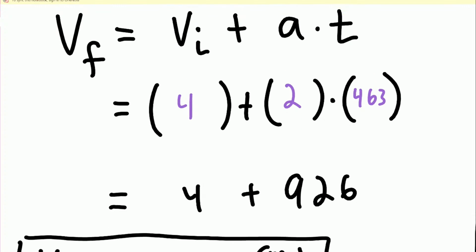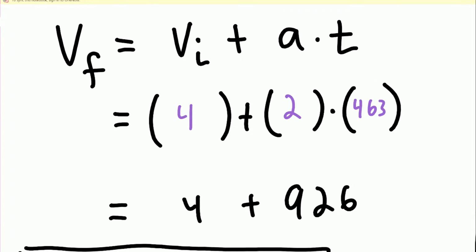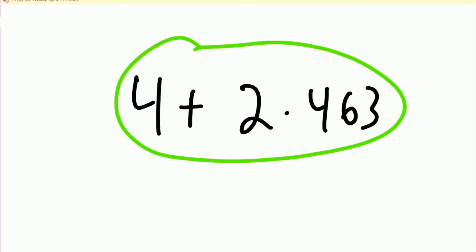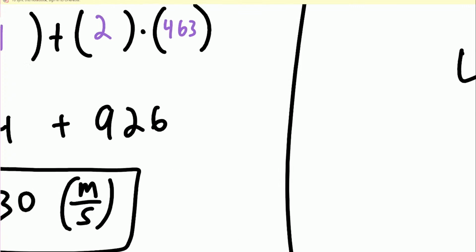Okay. So what Destiny asked before, she asked, do we always multiply first? And I didn't directly answer that question because if there's a square or a square root, then it would not be the case. But what I recommend is putting this into Desmos. So it looks like that. So 4 plus 2 times 463. If you put this into Desmos, it'll do the order of operations properly. Okay, so you don't have to worry about it.